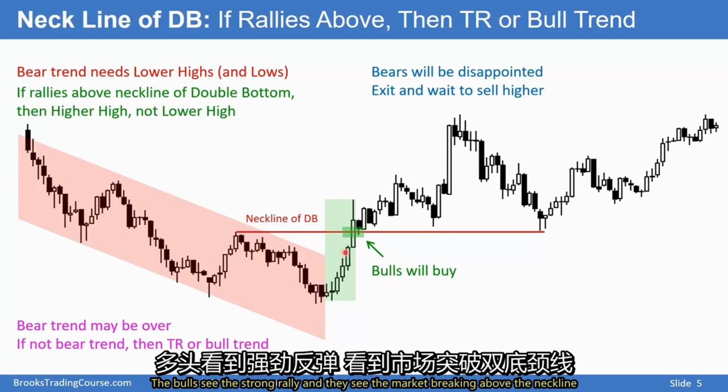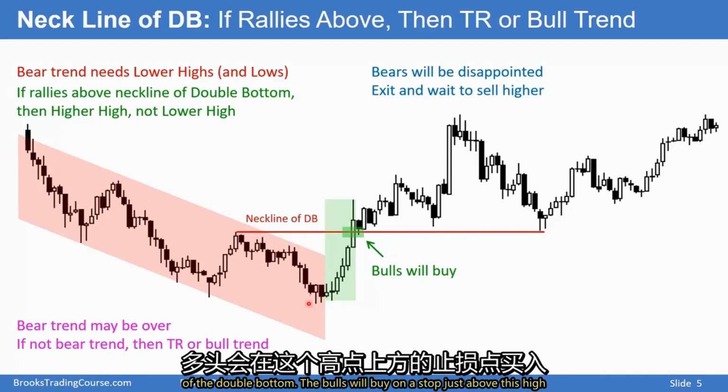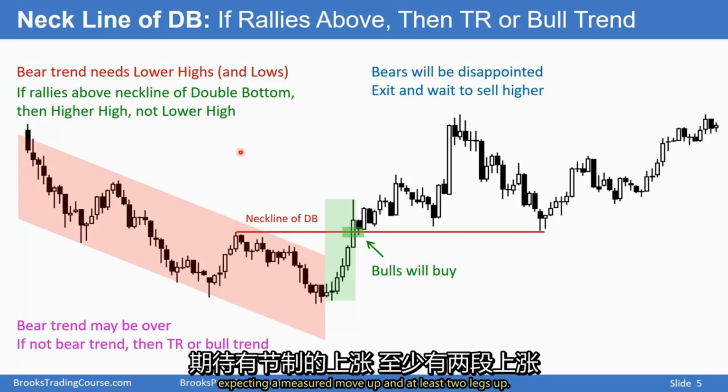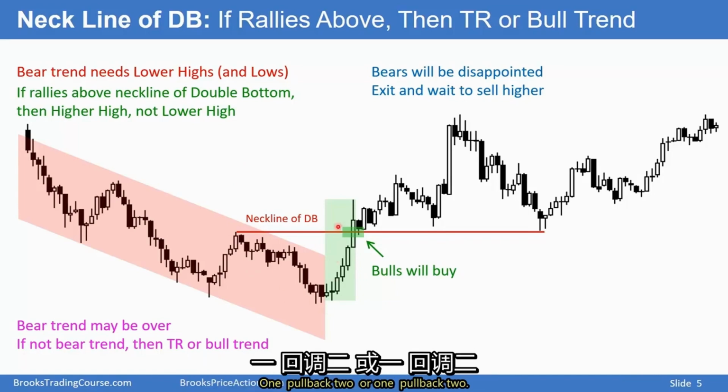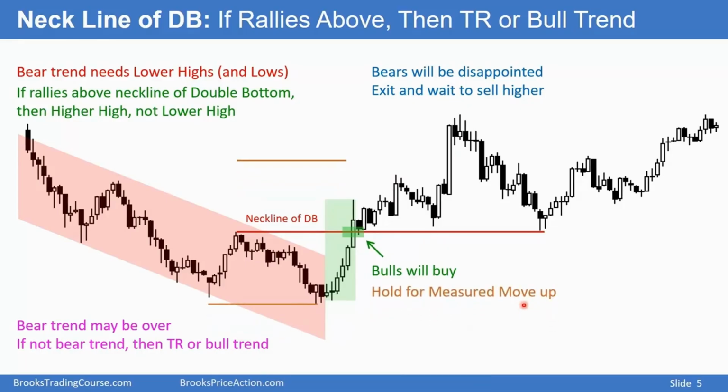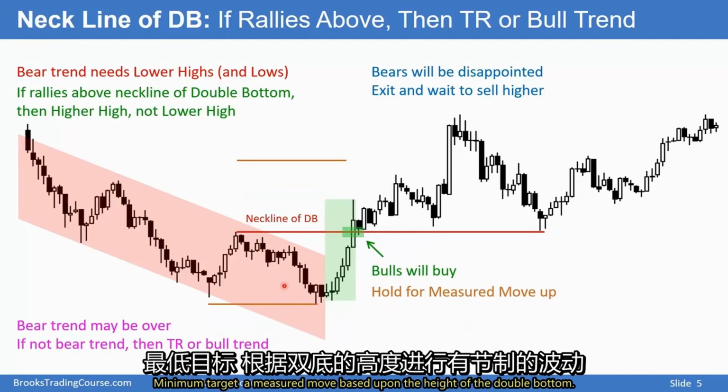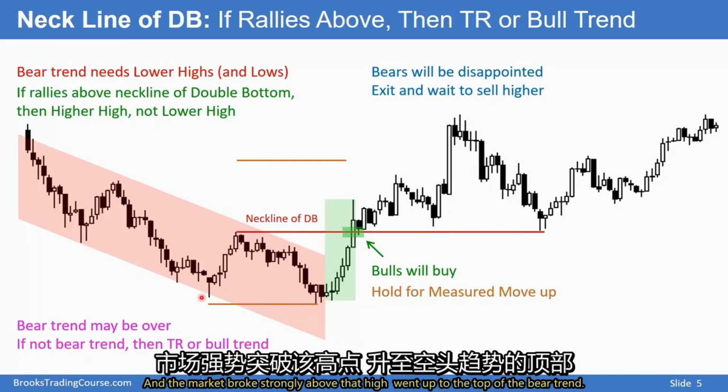The bulls see the strong rally, and they see the market breaking above the neckline of the double bottom. The bulls will buy on a stop just above this high, expecting a measured move up, and at least 2 legs up. 1 pullback 2, or 1 pullback 2. Minimum target, a measured move based upon the height of the double bottom. This low slightly below that low. And the market broke strongly above that high, went up to the top of the bear trend.